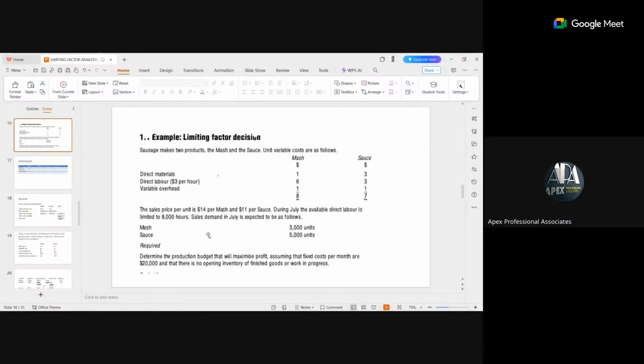In some questions, they will give you the labor hours per unit free of charge. But in this case, they are not giving it to you. You need to determine it. How do you determine it? Let me reiterate again. You pay $6 for mesh in terms of direct labor, but there is a value in brackets, $3 per hour. So how many hours do you use to produce mesh? It will be 6 divided by 3. For source, it will be 3 divided by 3.